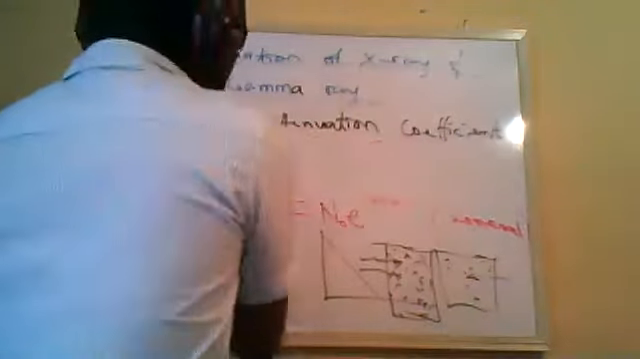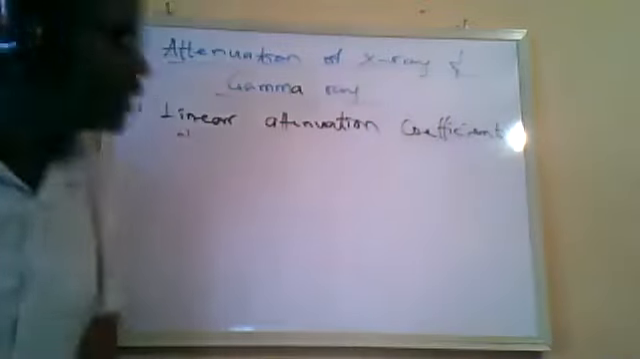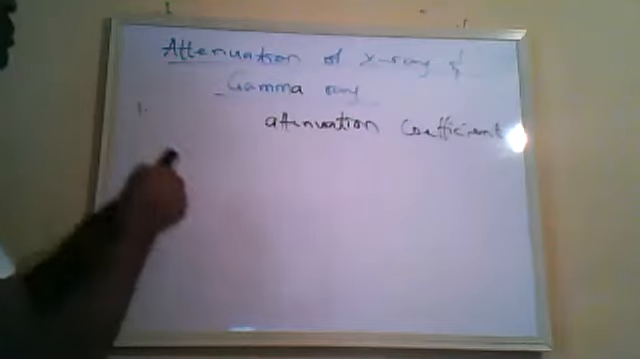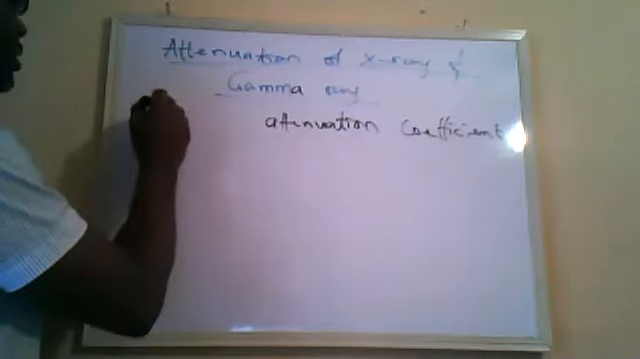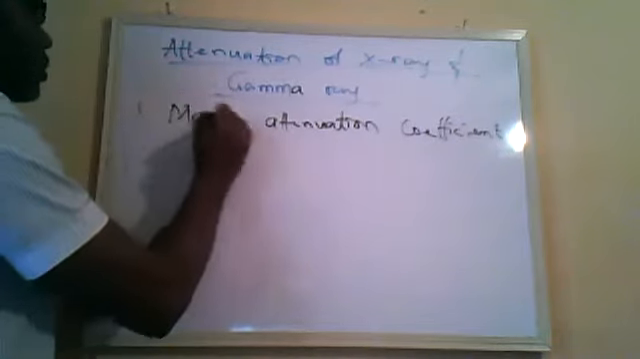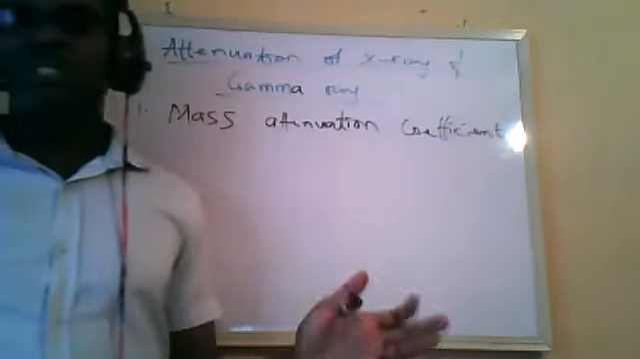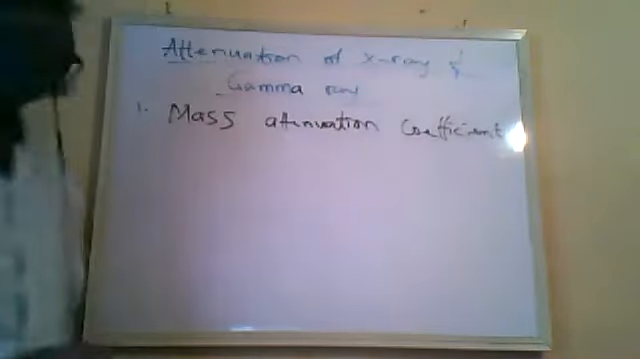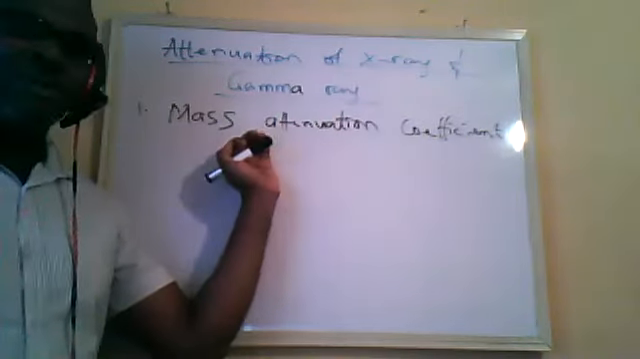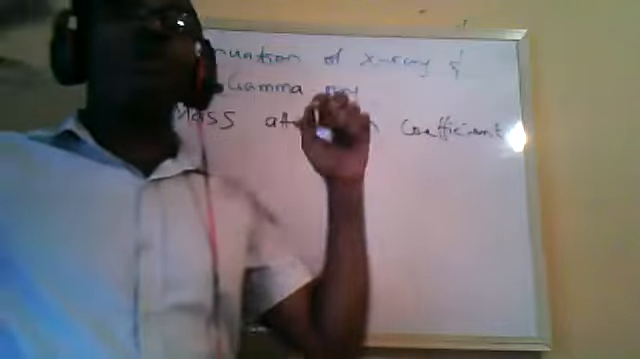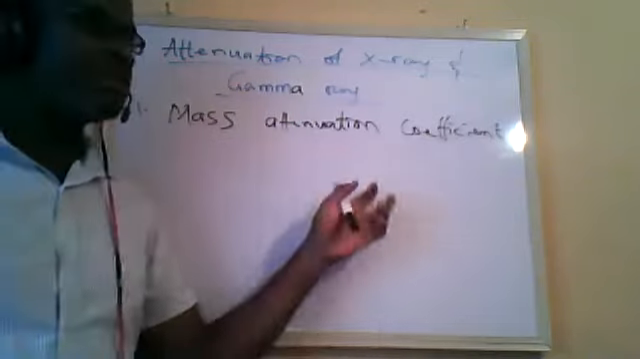So let's quickly go to mass attenuation coefficient. It's also one of the very useful attenuation descriptions. For the linear attenuation coefficient, density plays a major role, and it is used when we are comparing different materials, that is, how is this material different from this other material?